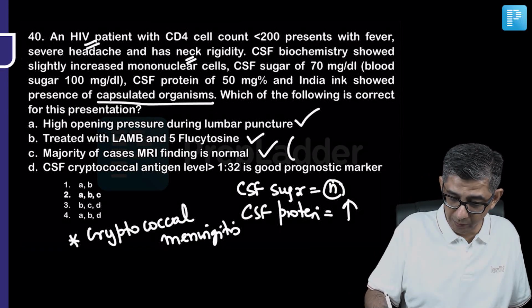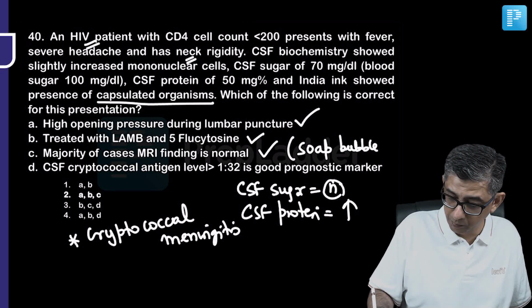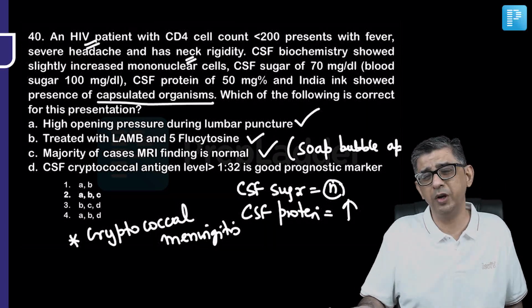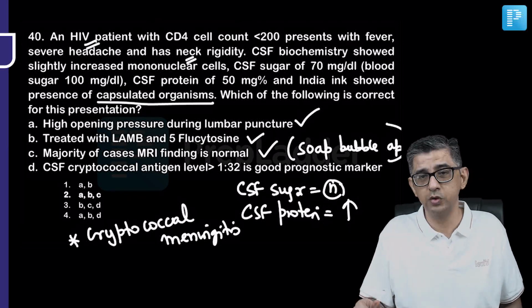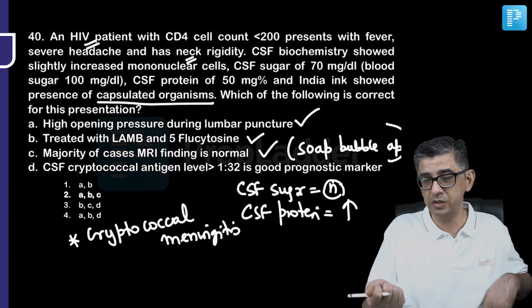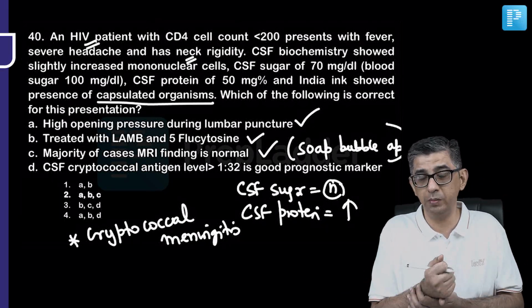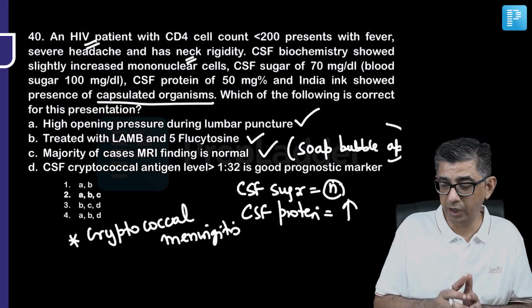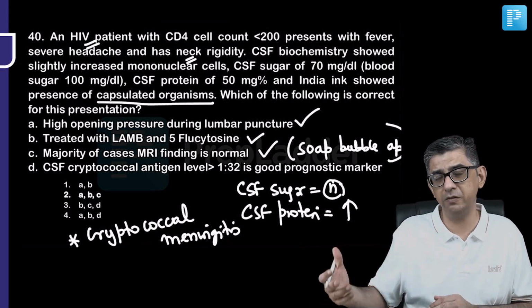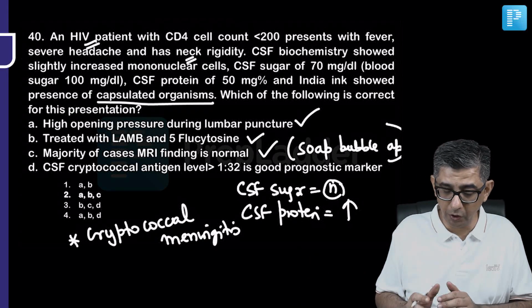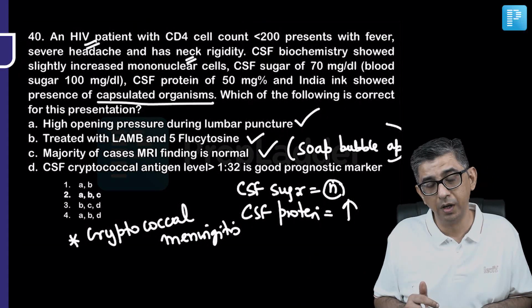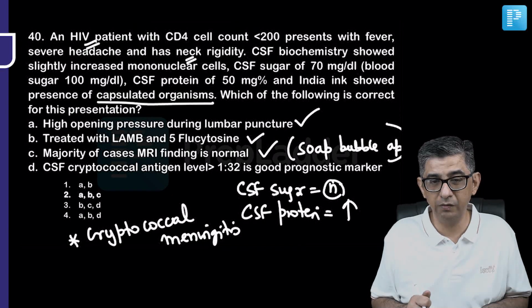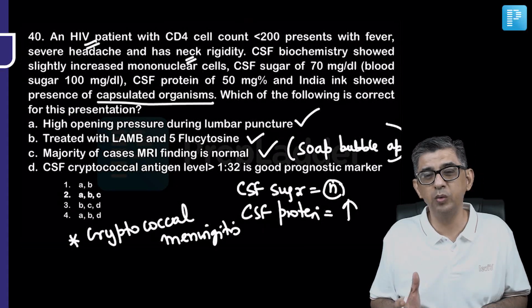In the routine video, I've talked about a soap bubble appearance on an MRI head, but you're not going to see it regularly. So soap bubble appearance on an X-ray of the distal head of the radius is osteoclastoma, but soap bubble appearance on an MRI head is cryptococcal meningitis, but that would be in a very florid infection, a very late presentation. In the majority of cases, it would be normal. D says cryptococcal antigen level more than 1/32 is a good prognostic marker.